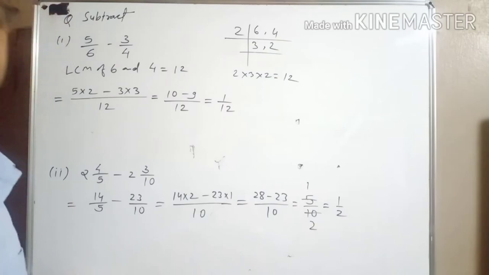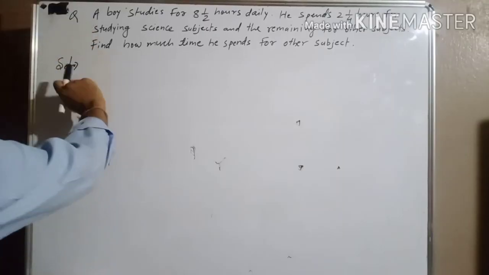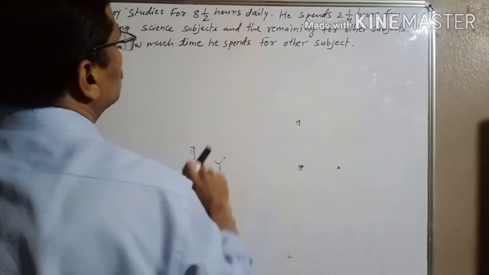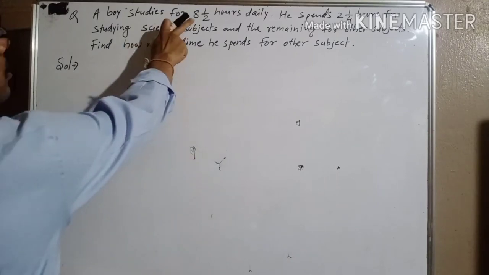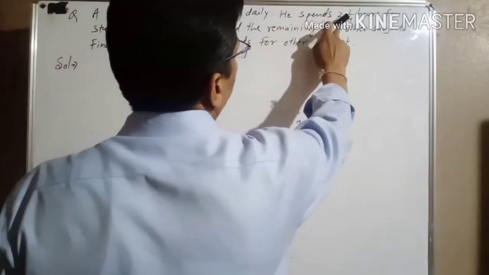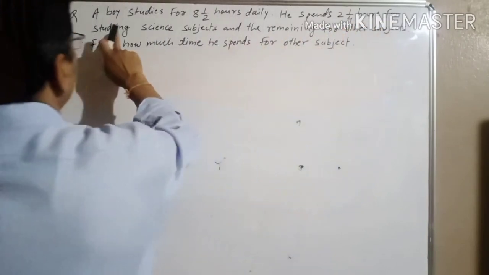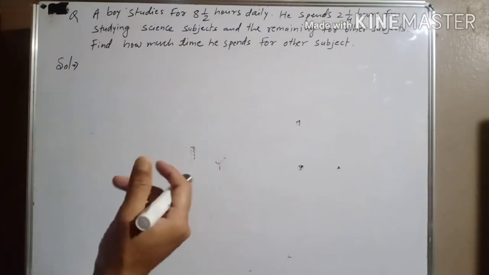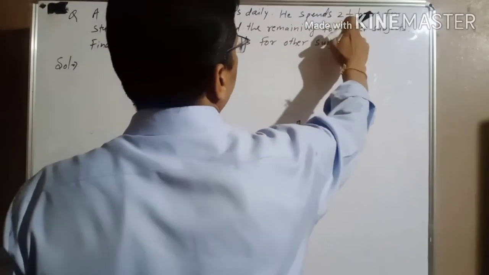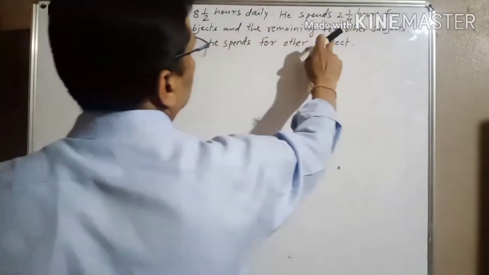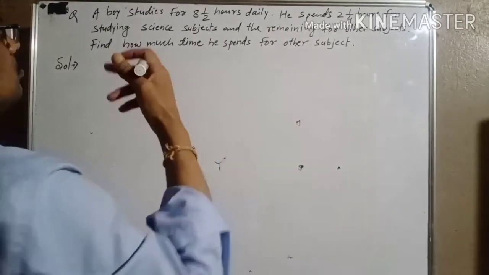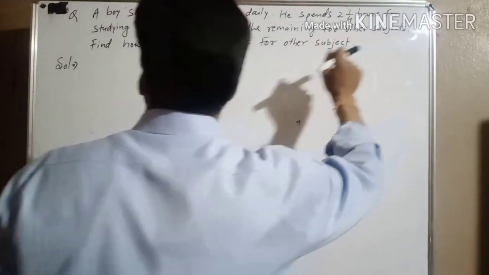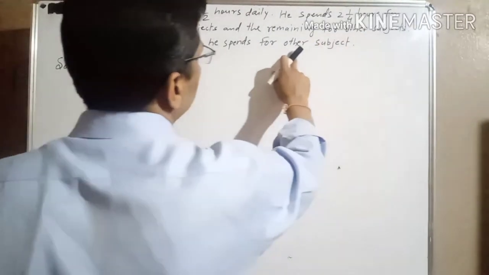This is your answer. Okay, now we'll solve this question: a boy studies for 8 whole 1 upon 2 hours daily. How much time does he study daily? 8 whole 1 upon 2 hours. And he spends 2 whole 1 upon 4 hours studying the science subject. How much time did he study for the science subject? 2 whole 1 upon 4 hours. And the remaining time is for other subjects. Find how much time he spends for other subjects.